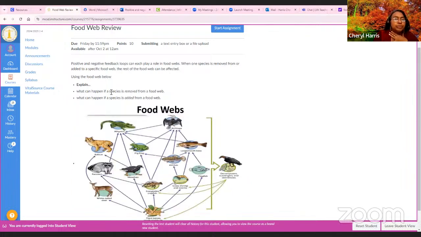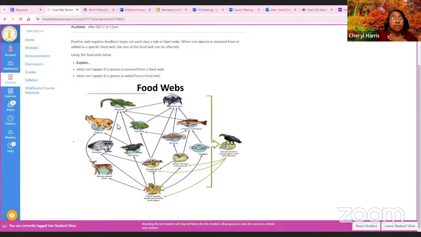And you should give at least, this is worth 10 points, so give at least a 3-sentence explanation. Give an example of a system of what happens. So using this diagram, explain what happens if you remove one of the organisms, and what happens if you add one, using this diagram. I'm going to have to repeat that because everybody wasn't here.